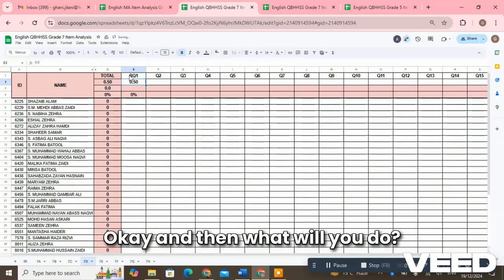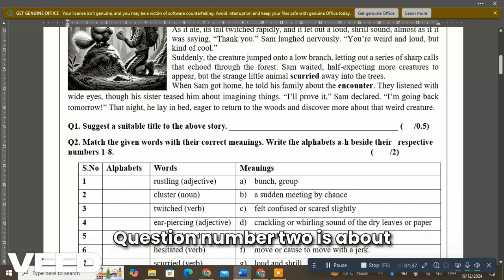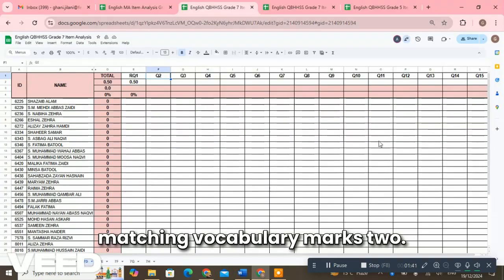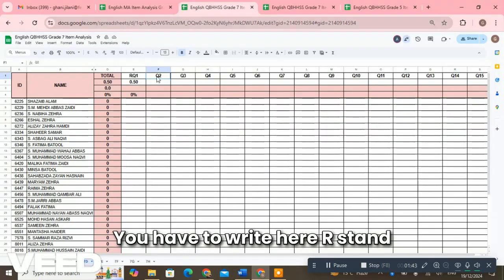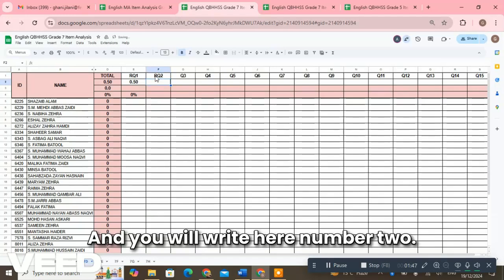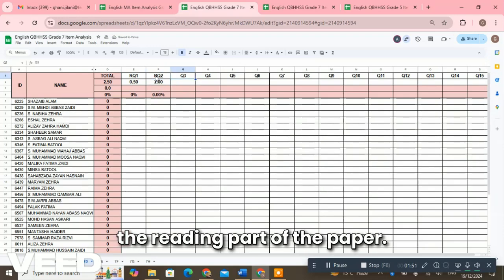Okay, and then what will you do? You have to go to question number 2. Question number 2 is about matching vocabulary, marks 2. You have to write here R, which stands for reading, and question number 2, and you will write here 2. In the same sense, you will complete the reading part of the paper.